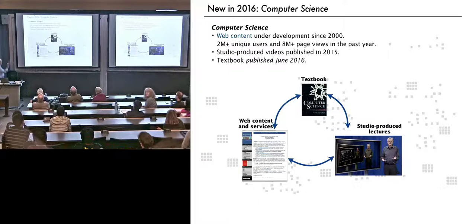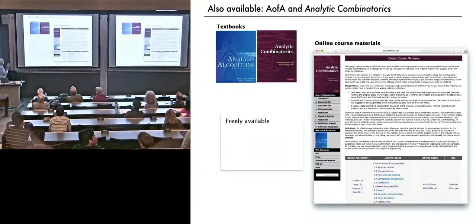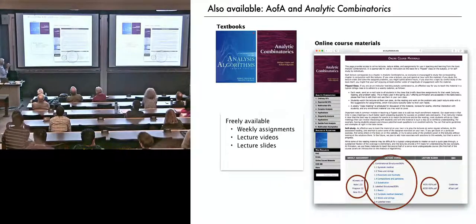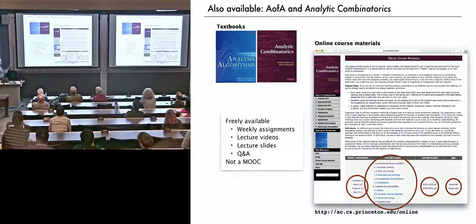We also have this for computer science now, though all the web services are not quite there yet, but quite a bit of it is. And for analytic combinatorics and analysis of algorithms, and those things are freely available. That's not a MOOC. You can just search and you can teach a course based on these, and lots of people are doing it. As you can tell, we're experimenting with different distribution models and trying to find the right thing, but we are reaching lots of people.